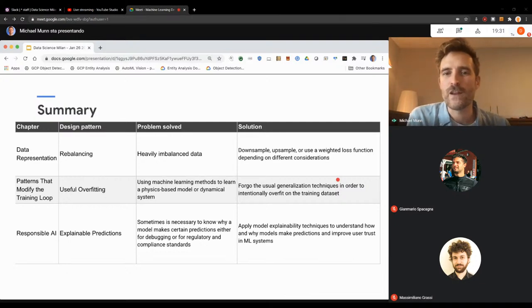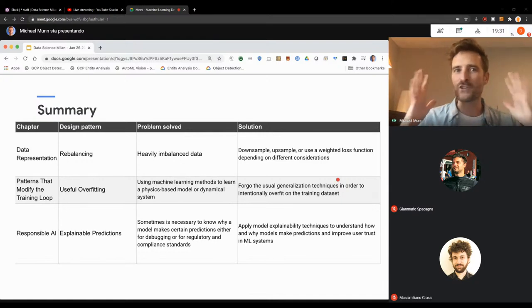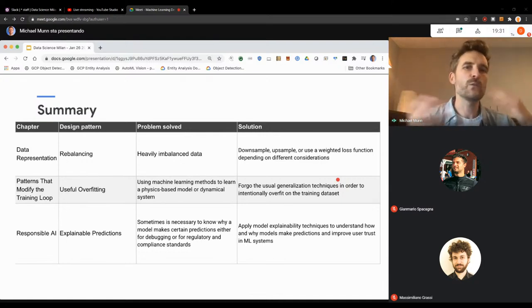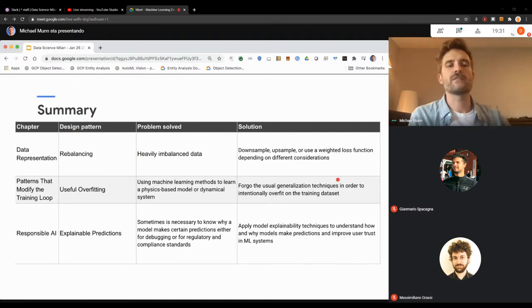Next, we talked about useful overfitting. That falls in the chapter on patterns that modify the training loop. So think of the typical machine learning training loop. There are different bells and whistles and things you can do to adjust that typical training loop. We put the useful overfitting design pattern in there. And this is a problem that addresses using machine learning methods to learn physics-based models or dynamical systems. The solution is that you forego the idea of overfitting. Typically when you're building a machine learning model, you don't want to overfit, but in this situation, that's your goal.